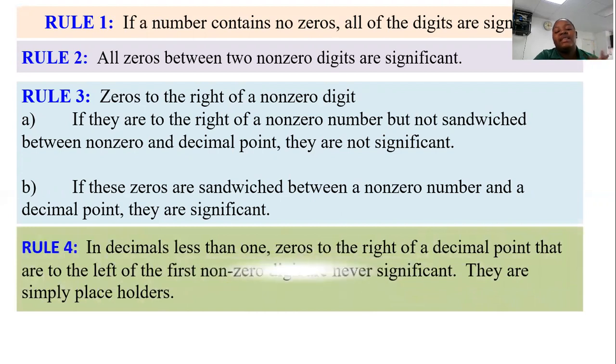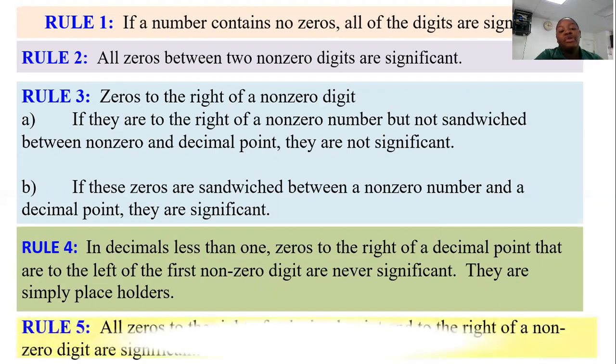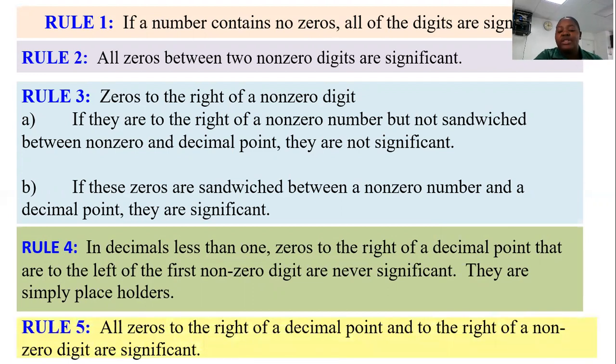Rule number 4 tells us that in decimals less than 1, the zeros to the right of the decimal point that are to the left of the first non-zero digit are never significant. Those zeros are simply placeholders. Rule number 5 tells us that all zeros to the right of the decimal point and to the right of a non-zero digit are significant.